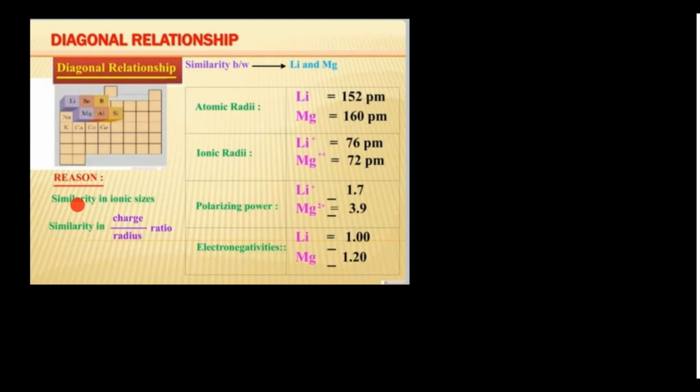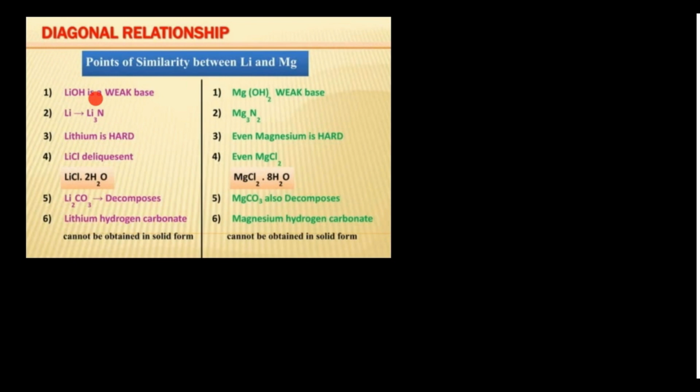So what is the similarity? Reason: similarity in the ionic sizes and similarity in the radius ratio effect, charge radius effect. Atomic radii, if you compare, lithium is 152, magnesium is 160, very, very similar. If you take the ionic radii, again 76 and 72, very similar. If you take the polarizing power, 1.7 and 3.9, the difference is actually quite high, right? And electronegativities are quite similar. Points of similarity between them.